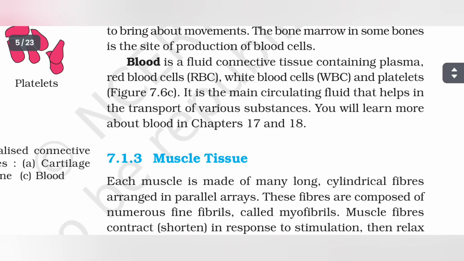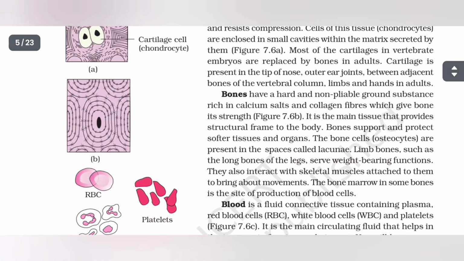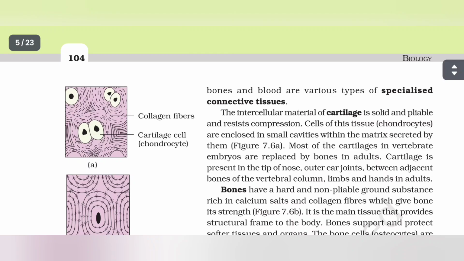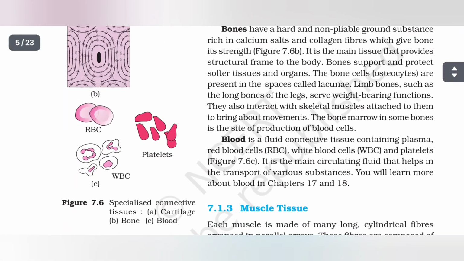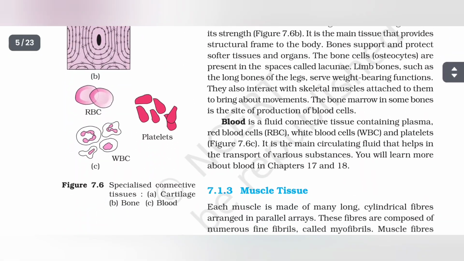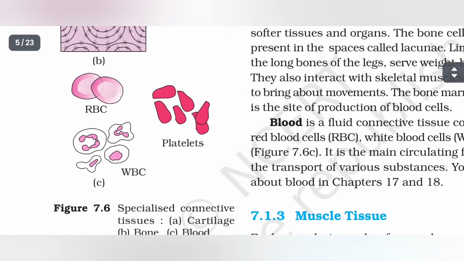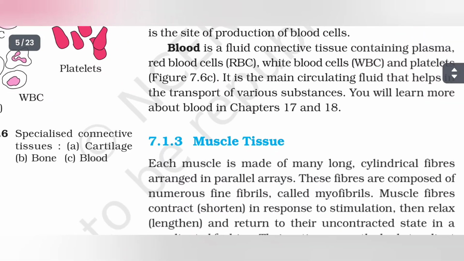Blood is a fluid connective tissue containing plasma, red blood cells (RBC), white blood cells (WBC) and platelets. It is the main circulating body fluid that helps in the transport of various substances. You will learn more about this in chapter 17 and 18. These are the parts of the blood. First is our cartilage, second is our bones, third is our blood, which contains RBC, WBC and platelets.